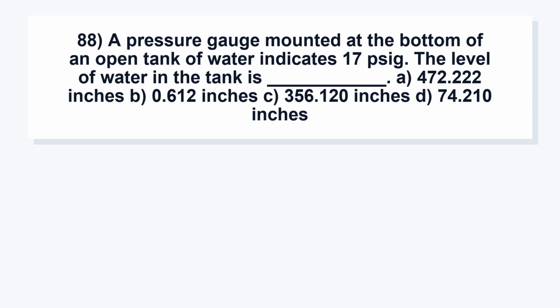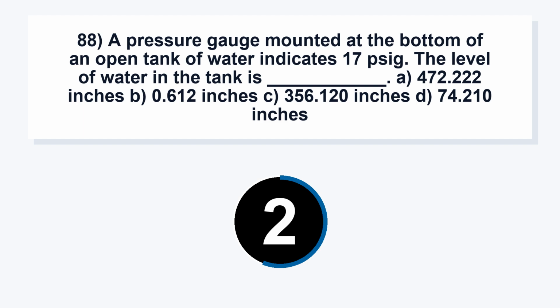88. A pressure gauge mounted at the bottom of an open tank of water indicates 17 psig. The level of water in the tank is: A. 472.222 inches, B. 0.612 inches, C. 356.120 inches, D. 74.210 inches. A.